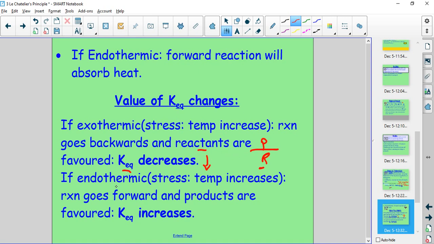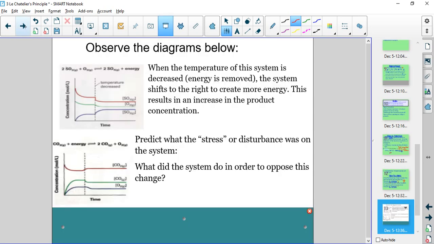Opposite happens for an endothermic reaction. If your forward products are favored, the numerator gets larger, that means your Keq will increase, right? So that's how your Keq can become affected by increases and decreases in temperature. Specifically temperature in that case, but in any stress really causing a shift, it will change your Keq value.